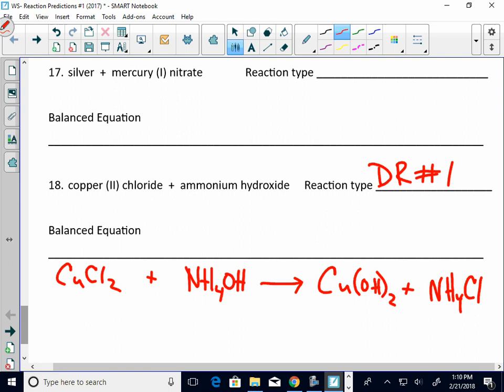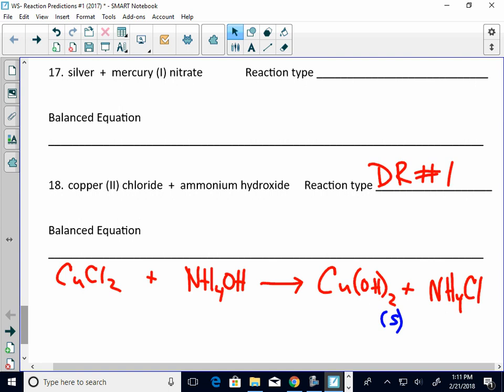Now, I know, ladies and gents, I know right now that this is not balanced, but I'm not going to worry about balancing it yet until I know it happens. So, I flopped them. I'm going to look at copper 2 hydroxide. Copper 2 hydroxide is an I, right? So I put that it makes a solid.